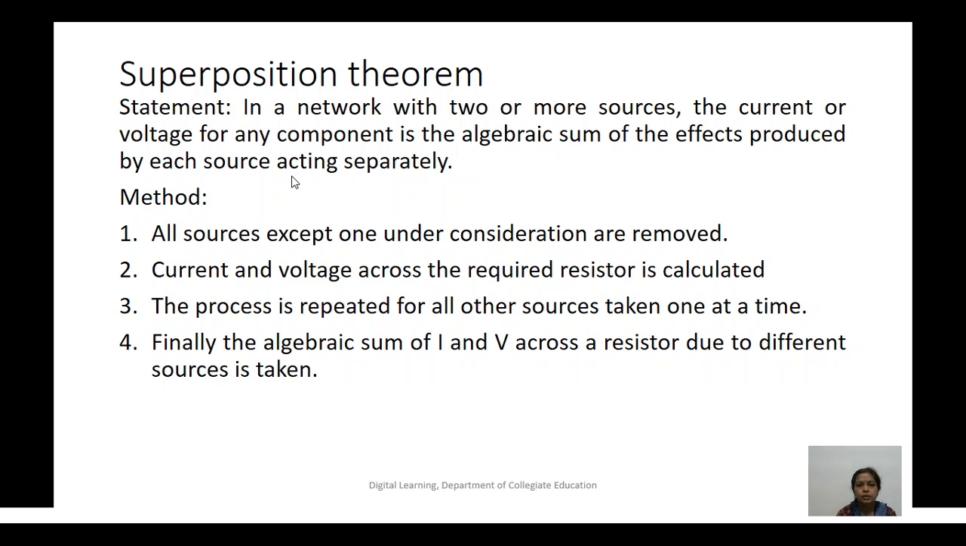So the statement of the theorem is as follows. In a network with two or more sources, the current or voltage for any component is the algebraic sum of the effects produced by each source acting separately. The method consists in removing all sources except one. Current and voltage across the required resistor is calculated. The process is repeated for all other sources taken one at a time. Finally, the algebraic sum of I and V across a resistor due to different sources is taken.